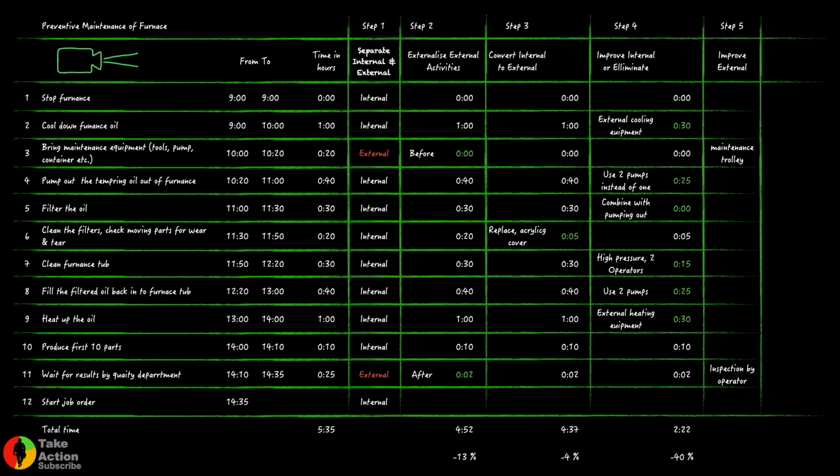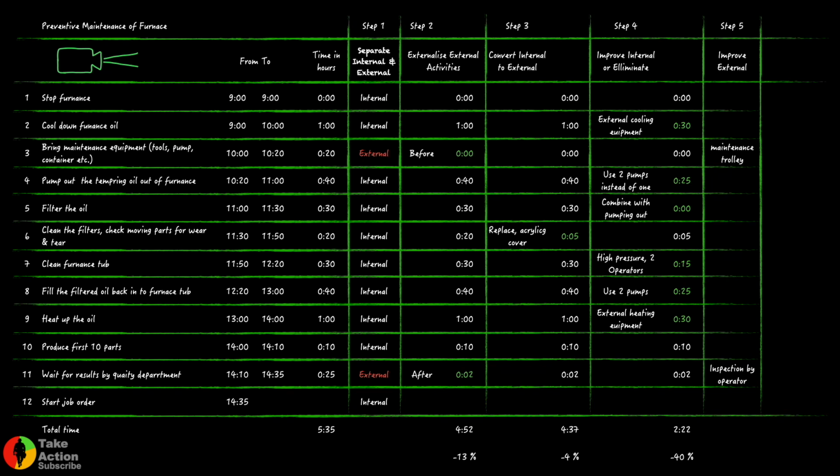Similarly, the activity number 11. Though we have externalized this activity, and now it is done when the machine is running, the time spent by our operator is still 25 minutes. We can reduce his effort, which is the aim of this step to improve the external activity.